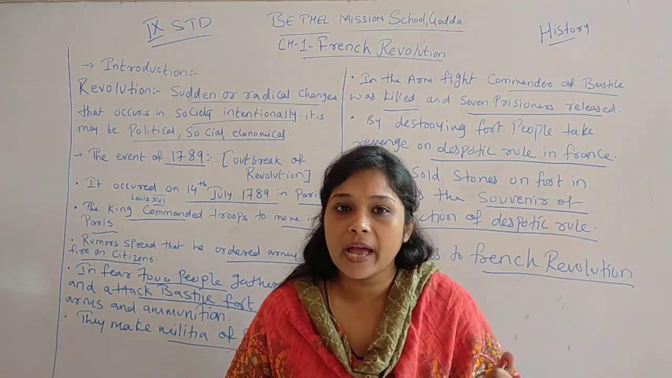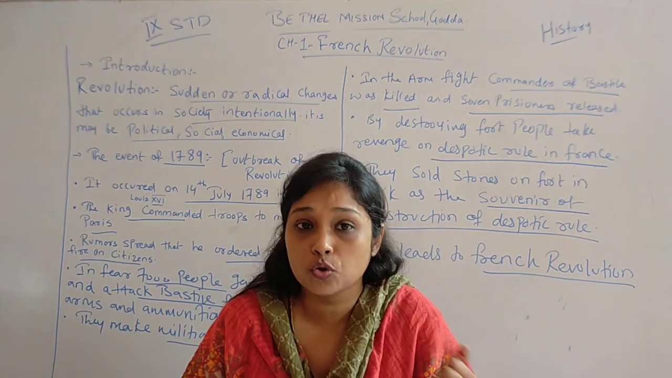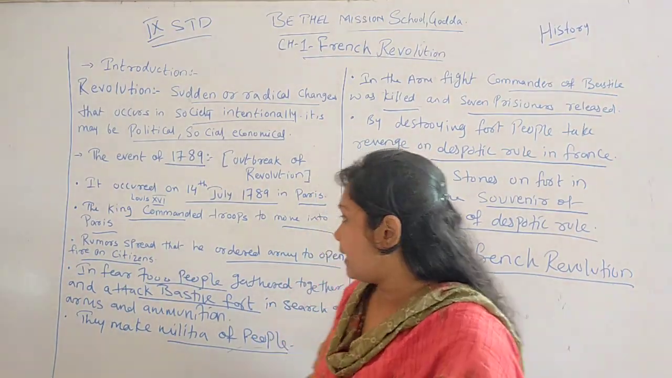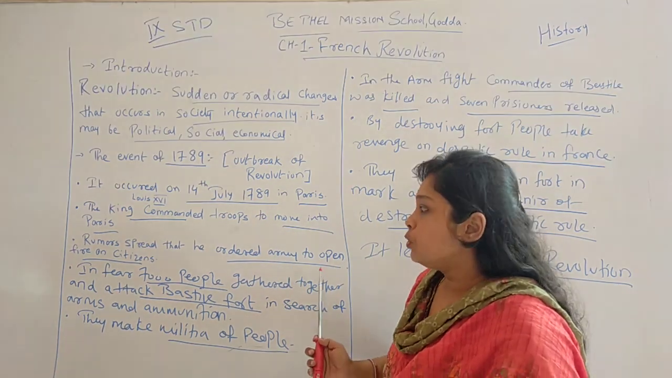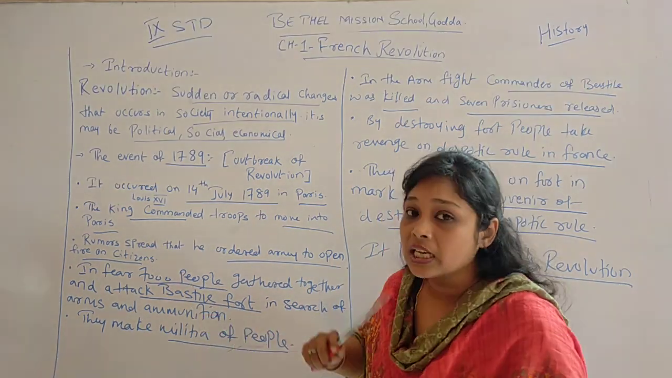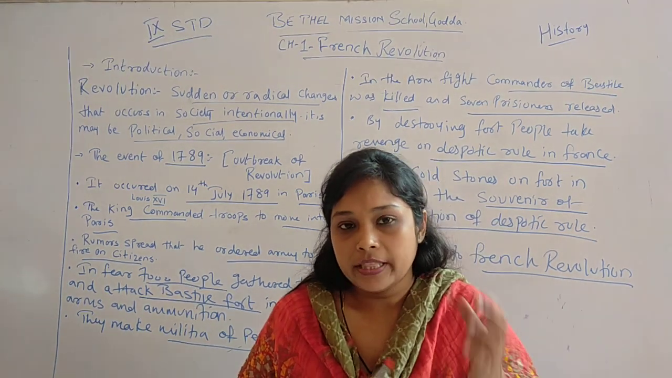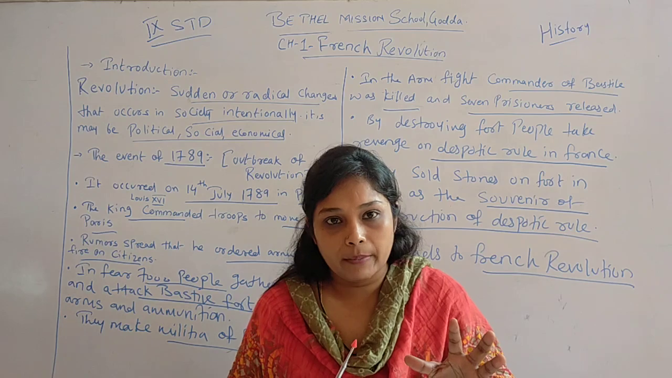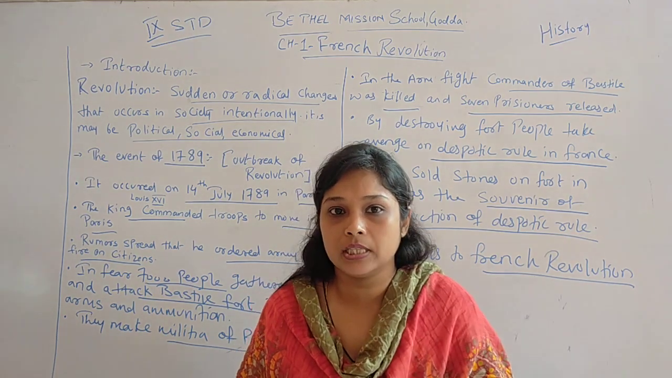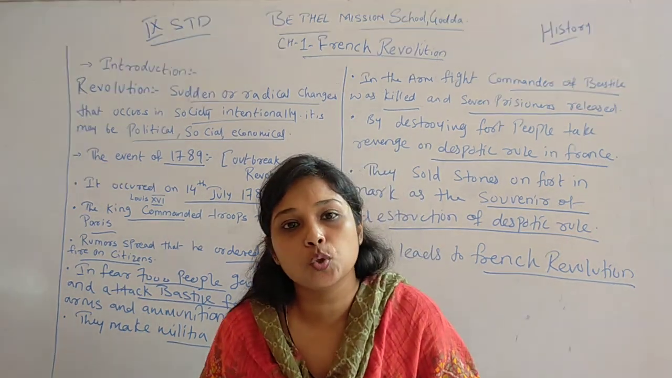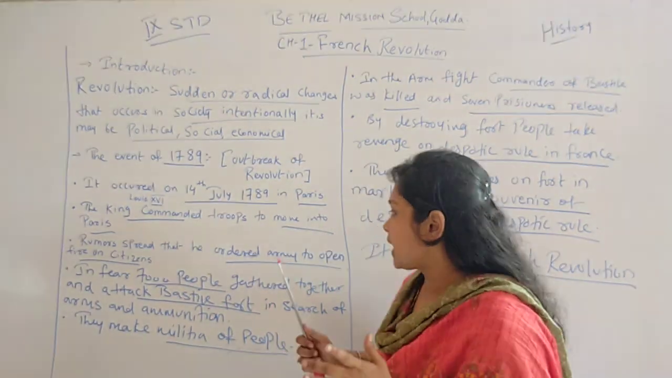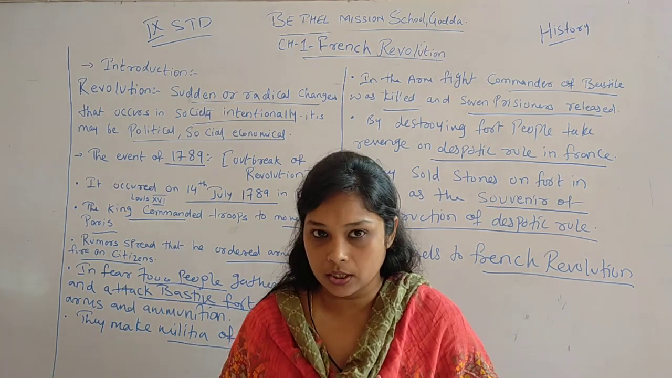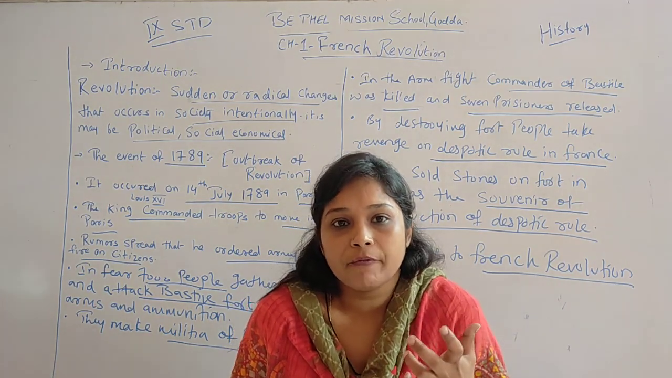But in Paris, rumors were spread, which were actually not correct. It was a rumor that the king ordered his army to open fire on citizens in Paris. That was not a reality. That rumor spread in Paris that the king sent troops so that they could attack and open fire on citizens, because of which people became afraid.